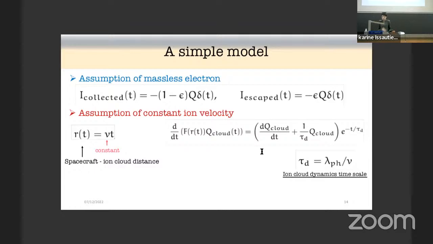And for the ions from the cloud, we assume that they are streaming away from the cloud with constant velocity. So we said that it depends on the distance, the spacecraft-ion cloud distance, and we expect that this velocity should be constant. And so regarding that part of the previous equation, we now have this term, the ion cloud dynamic time scale. Actually, this is the time scale of the propagation of the ion cloud.